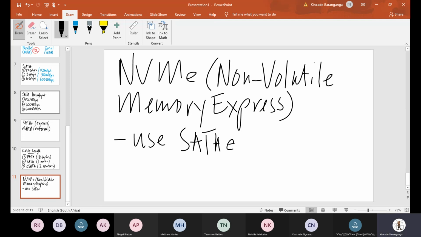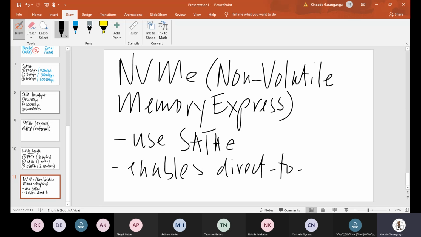And again, like we mentioned before, it enables direct-to-bus communication, all right? So obviously what direct to bus distinctively means is that it's a lot faster, because you've got direct linkage, or direct communication, to your actual CPU.